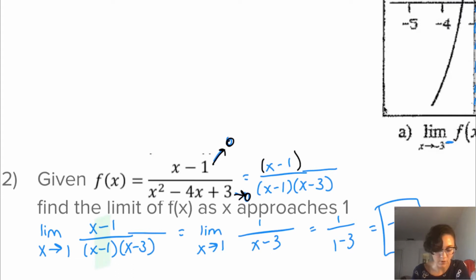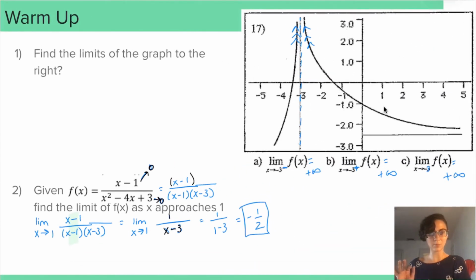So you can see I factored it right there and canceled out this term x minus 1 because that is what gave us the issue with plugging in 1. So when I cancel out x minus 1, that means when I plug in 1, I'm no longer going to get 0 over 0. So then I just had the function 1 over x minus 3, and now when I plug in 1, I get -1/2. Okay. So hopefully this went pretty smoothly so that we can continue on with our lesson.